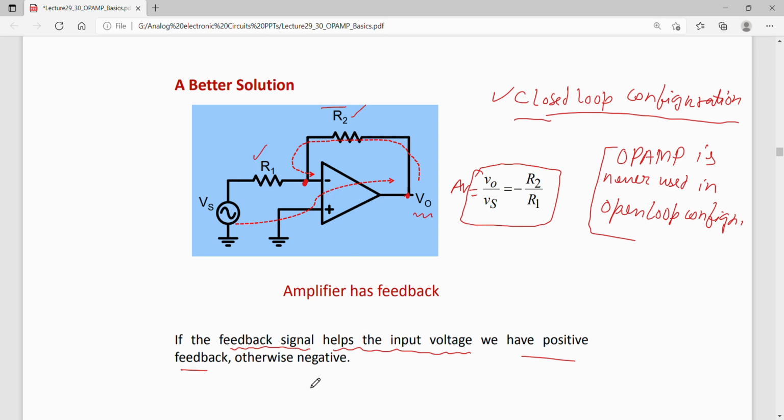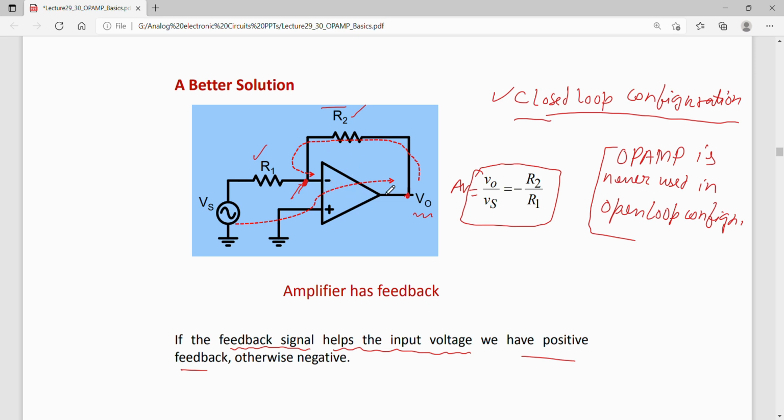Otherwise it is negative. In this case it's a negative feedback. That is, output coming from the feedback is not helping the input. It is not being added to the input before being applied to the op-amp at this terminal. So it is a case of negative feedback here.